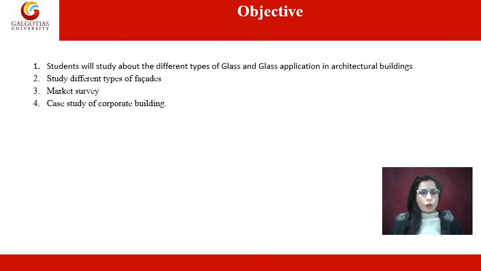So here we have the objectives of this module. First, students will study the different types of glass and glass application in architectural buildings. Second, study different types of facade. Then they will do a market survey on facade buildings and glass. And last, we have a case study of corporate buildings. So these are the objectives.